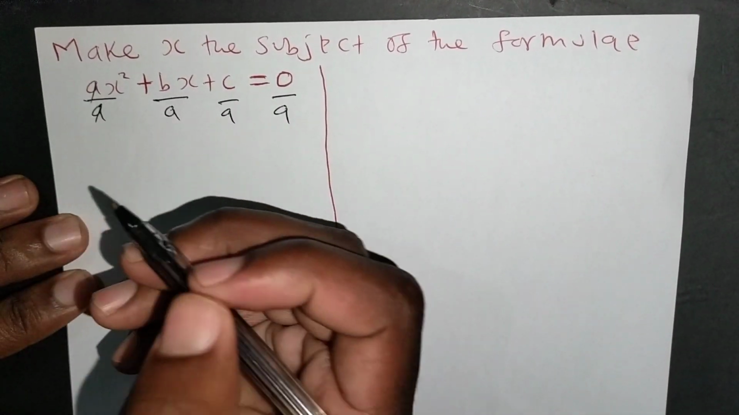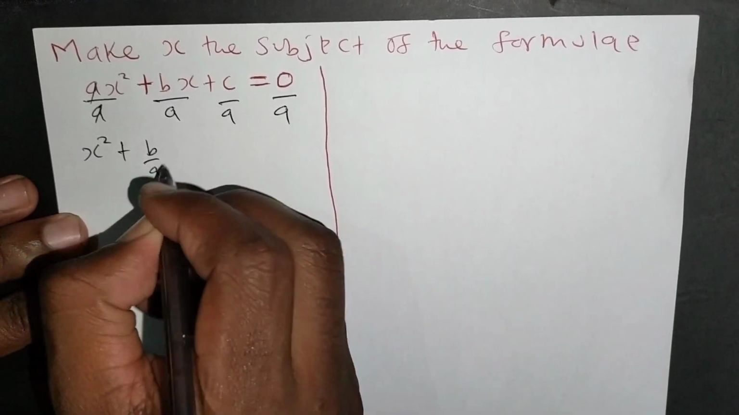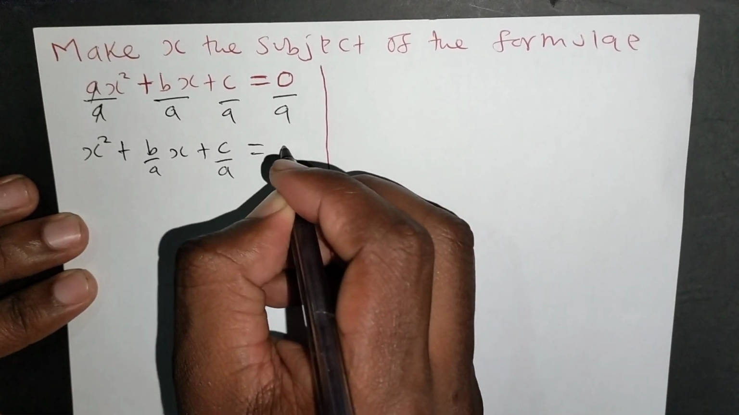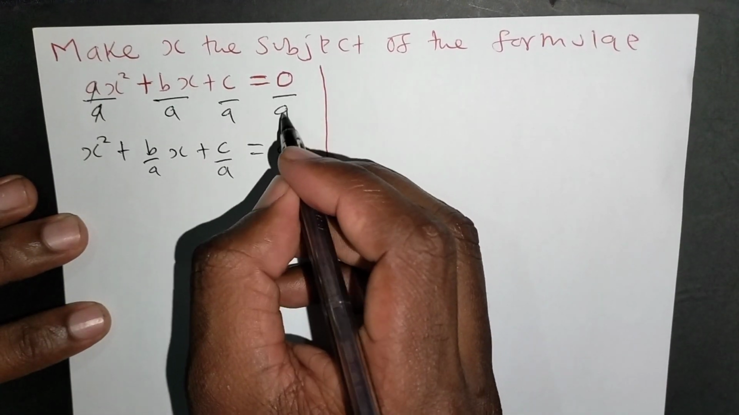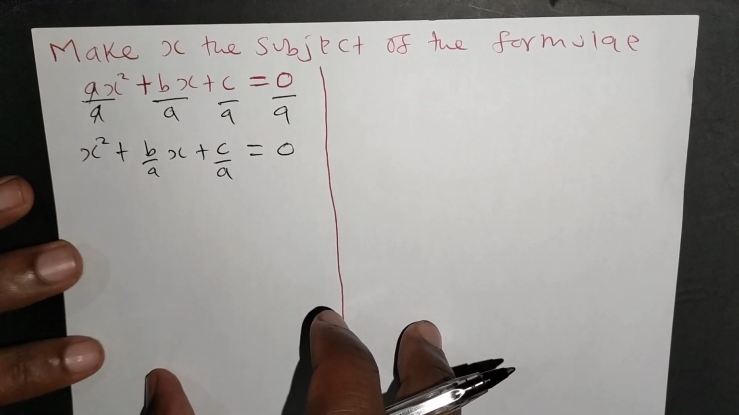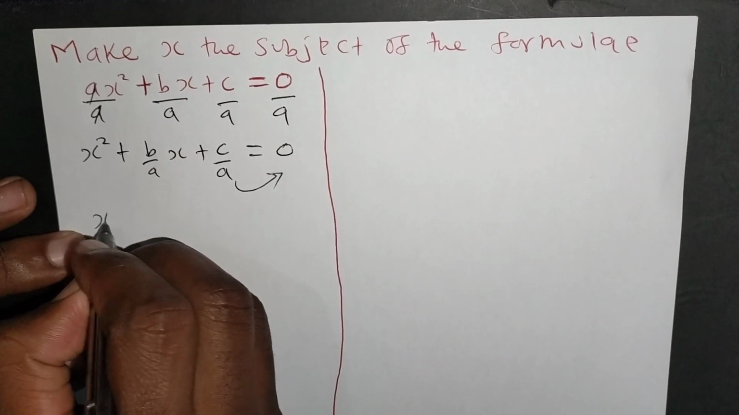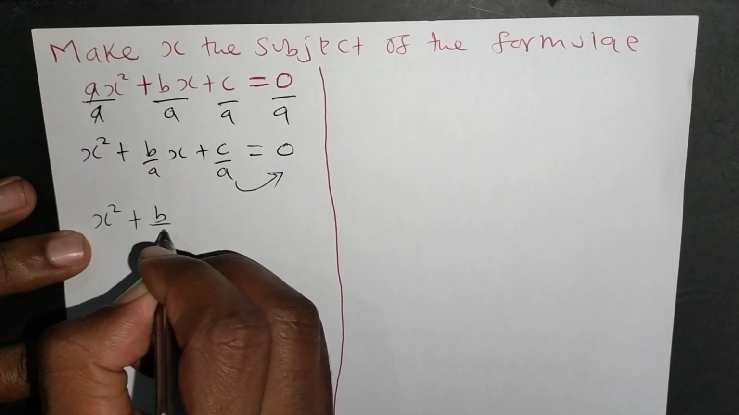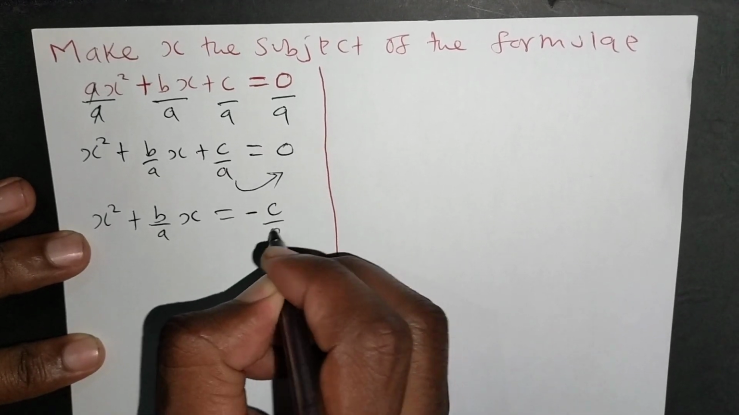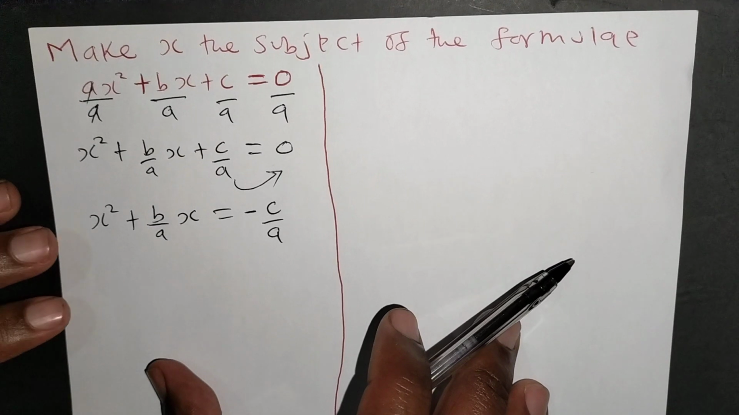Of course the a and a will cancel out, so I remain with x squared plus b over a x, then plus c over a, which will be equal to 0, because 0 over a will just give you 0. The second step in the completing square method is usually to take the value of c to the other side. So I'm going to have x squared plus b over a x equals negative c over a. Of course, negative c over a plus 0, you just get negative c over a.